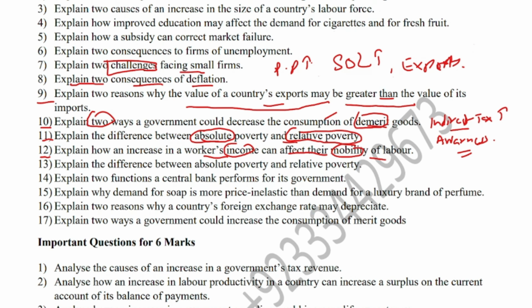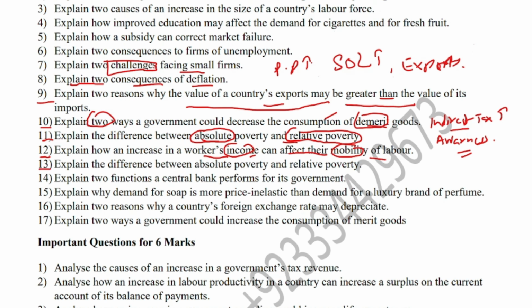Right, if a worker's income increases, then it means he has greater purchasing power and he would be more mobile geographically, and he can afford to move to some other region of the country or to some other countries as well, so he will be more mobile. And secondly, occupationally he can be mobile because when he has more income, he can get further education and training, and he can change his occupation or profession as well.